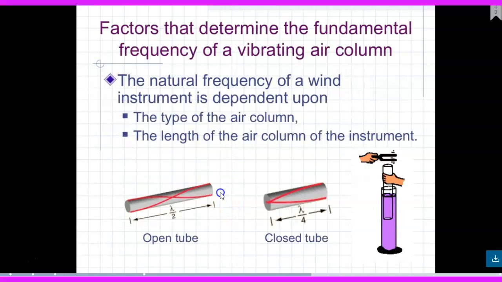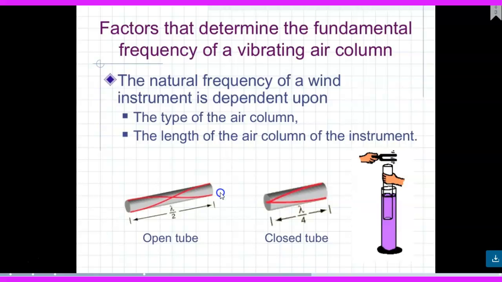Factors that determine the fundamental frequency of a vibrating air column. The natural frequency of a wind instrument depends first on the type of the air column, and second on the length of the air column of the instrument.